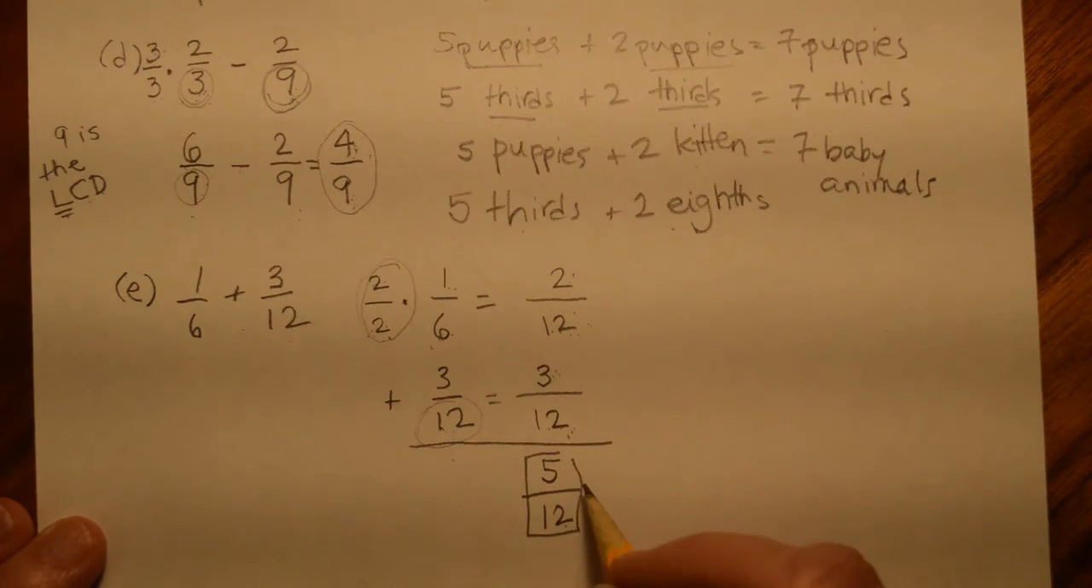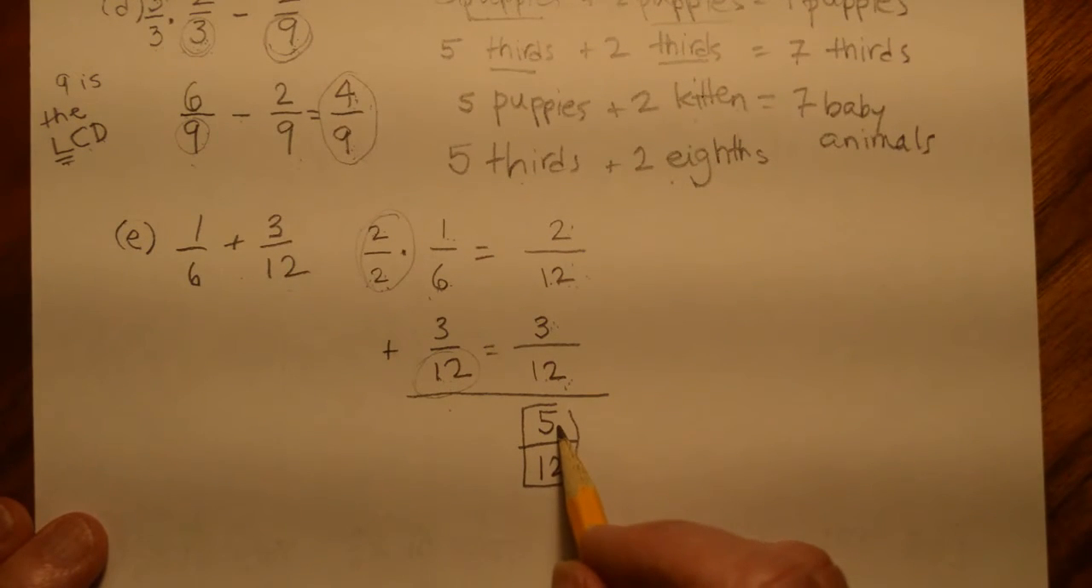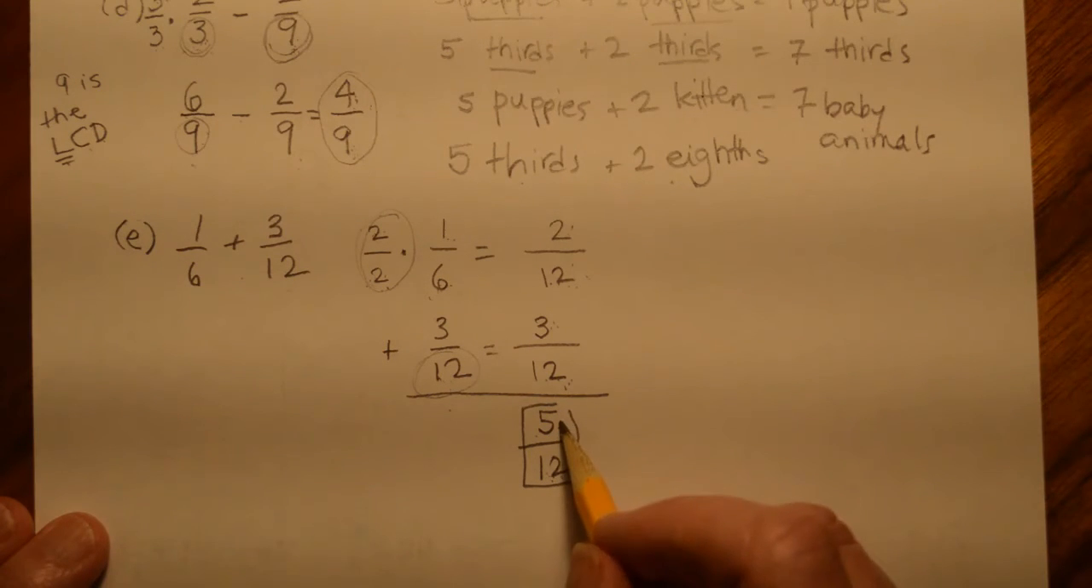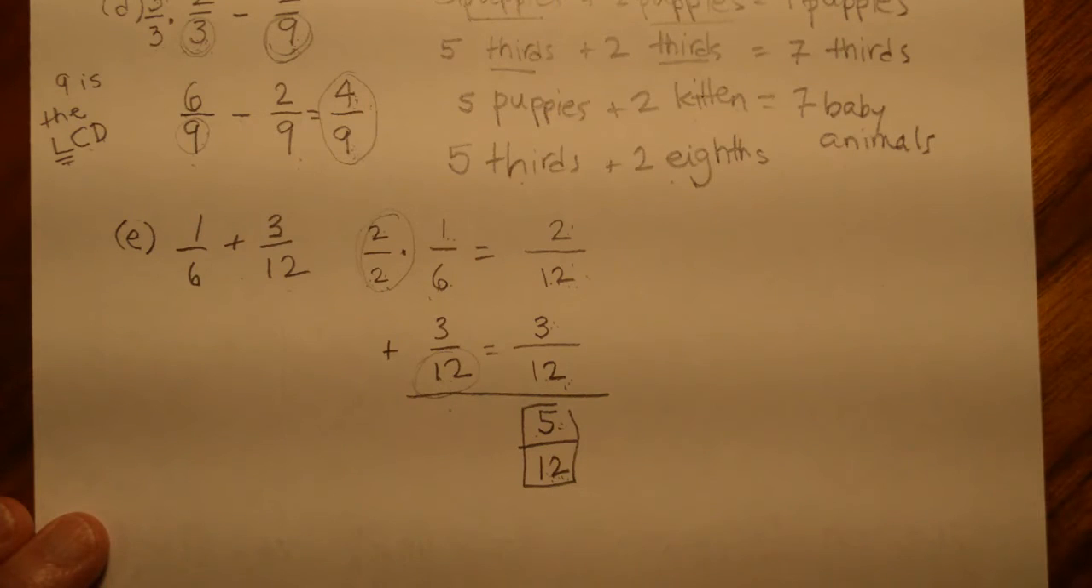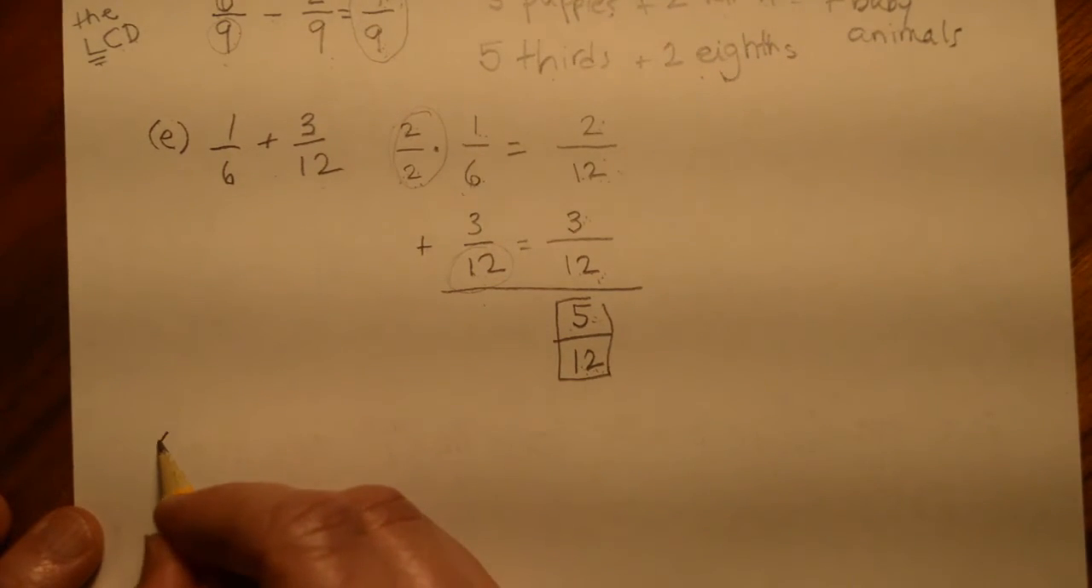And again, I should state this, although I just kind of do it in my head quickly, but 5 is a prime. That means its only factors are 1 and itself, 5. Since 5 is not a factor of 12, there's nothing that can reduce here. The only factor of 5 doesn't go into 12, and so we just leave it like that. Okay, the next one is letter F.